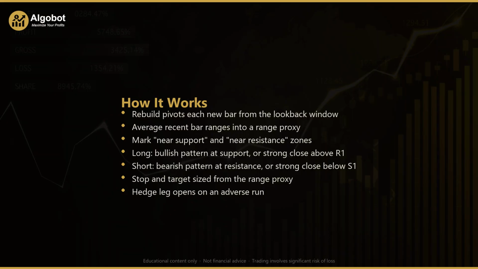Once a trade is open, the exits are mechanical. The stop loss is placed at the entry price, offset by the stop multiplier times the range, and the take profit at the take profit multiplier times the range. By default, that's a 1 times range stop and a 1.5 times range target, giving a reward to risk ratio of 1.5 to 1. Only one primary trade runs at a time. And if that trade drifts adversely by the hedge trigger distance, the opposite hedge leg opens with its own magic number, sized by the hedge multiplier. Every condition is checked from the candles themselves, with no external data required.